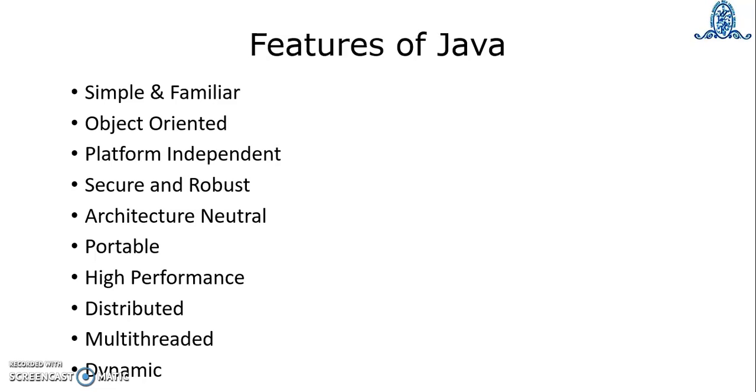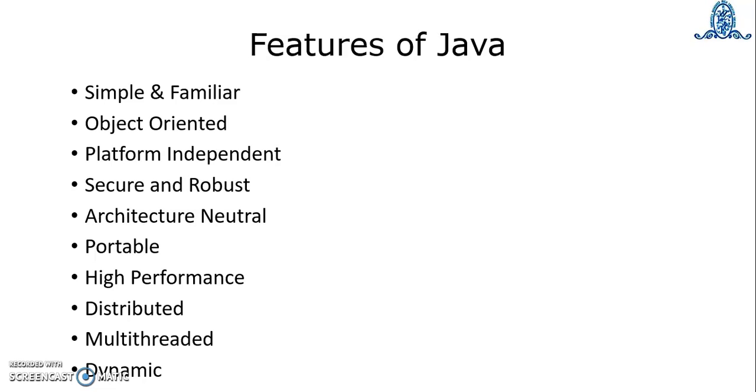Why is the language robust? In simple words, robust means strong. So Java is robust because of strong memory management, lack of pointer concept, and automatic garbage collection used in Java. It also uses exception handling and type checking mechanism. That's why all these points make Java robust.